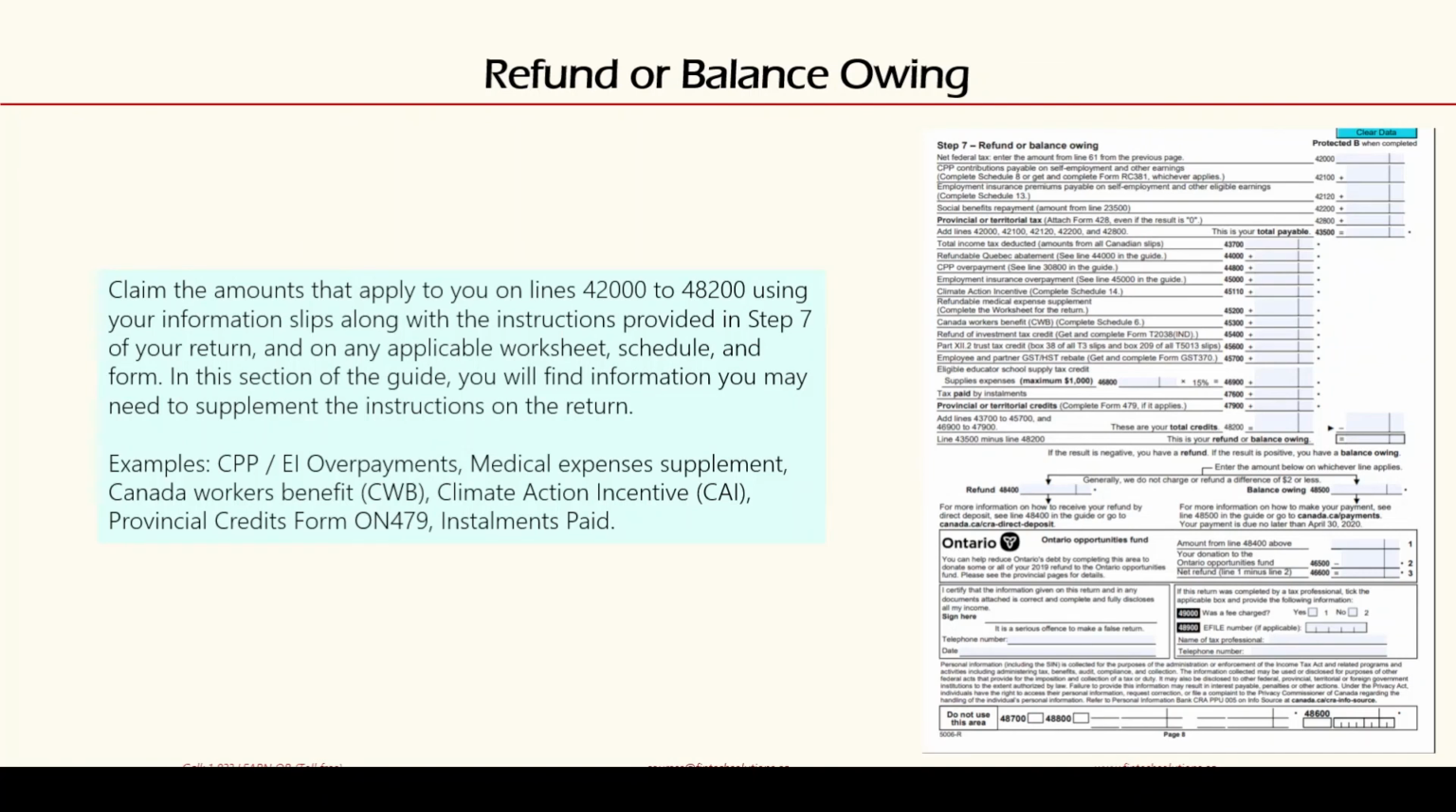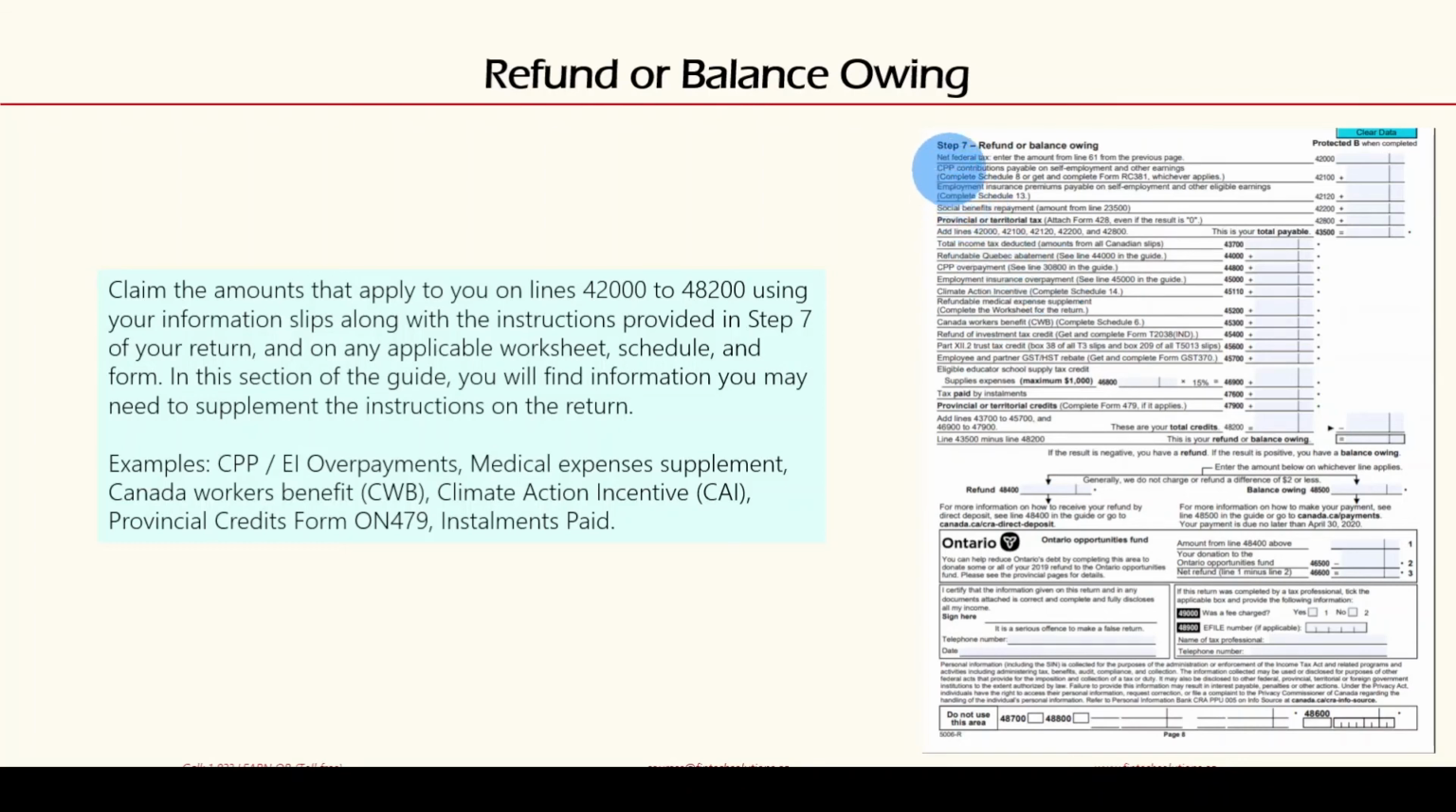Finally, the last step, which is step 7, is refund or balance owing. Claim the amounts that apply to you on lines 42,000 to 48,200 using your information slips along with the instructions provided in step 7 of your return and on any applicable worksheet, schedule, and form. In this section of the guide, you will find information you may need to supplement the instructions on the return. So right over here, there are different kinds of refundable tax credits. That's what you'll find over here, as well as any kind of overpayments that have happened.